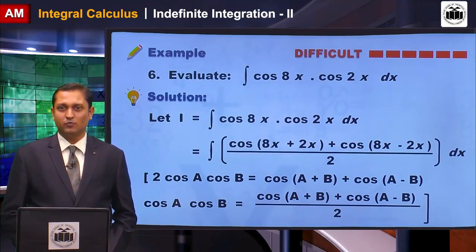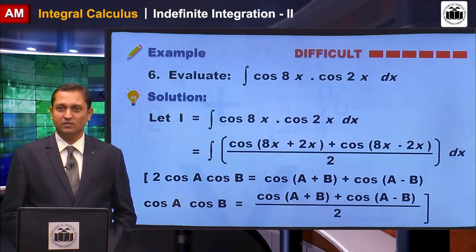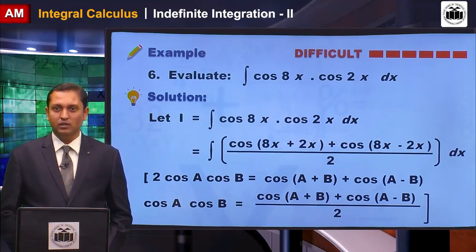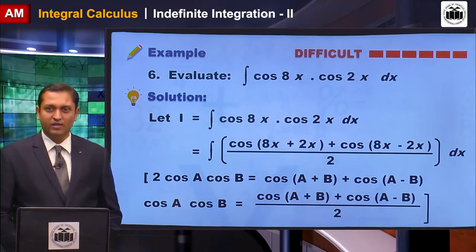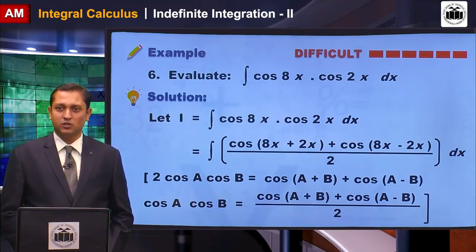Come to the last problem of this worksheet. Integral cos 8x into cos 2x dx. Again in this you have to observe carefully the usage of the formula. In this we have used the formula for 2 cos a cos b which is the factorization formula. Accordingly we have written the term cos 8x plus 2x plus cos 8x minus 2x upon 2 by using the formula which is given below. Observe the use of the formula carefully.